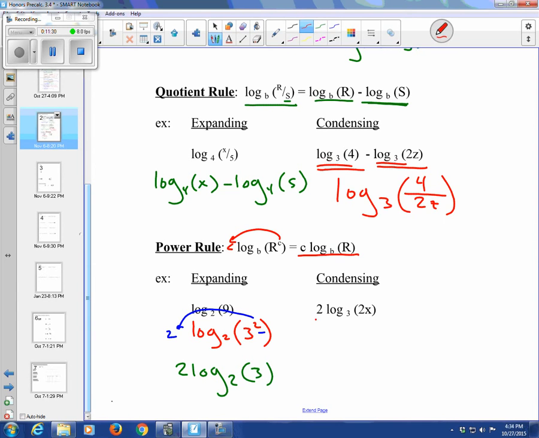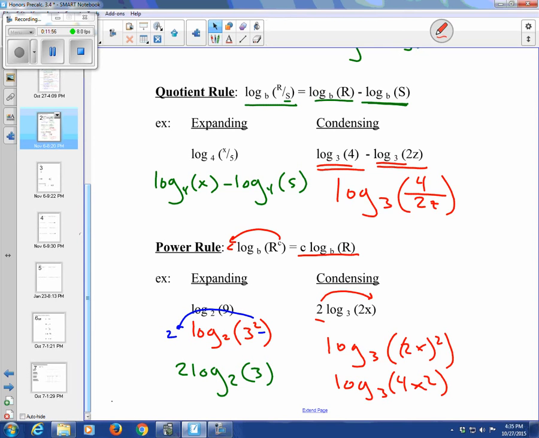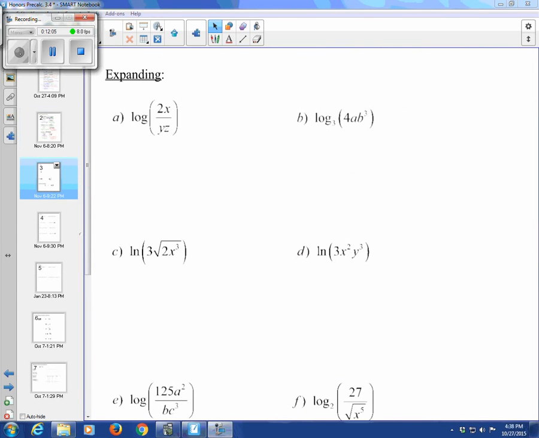Anytime I'm seeing a multiplication of a constant outside my logarithm, I can always bring that inside if I want to condense it and make it an exponent. So right here, if I've got 2 times log base 3 of 2x, I could call that log base 3 of 2x squared, right? So that would be log base 3 of 4x squared when I distribute that exponent. Okay, guys, so just some properties of logarithms. We are going to go ahead and try some of these out on the next page.